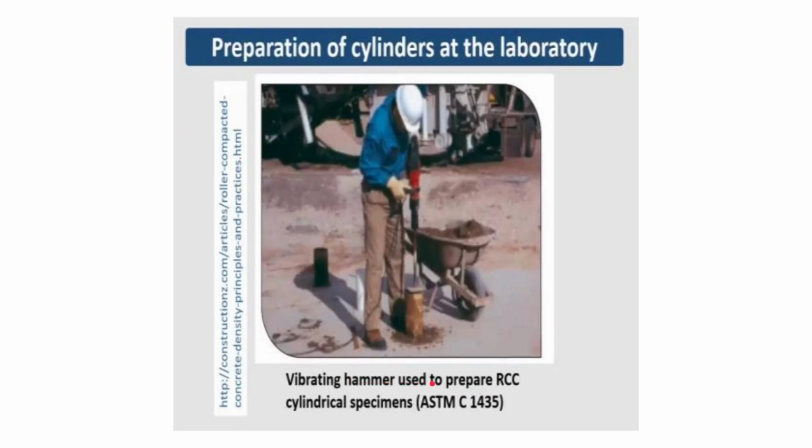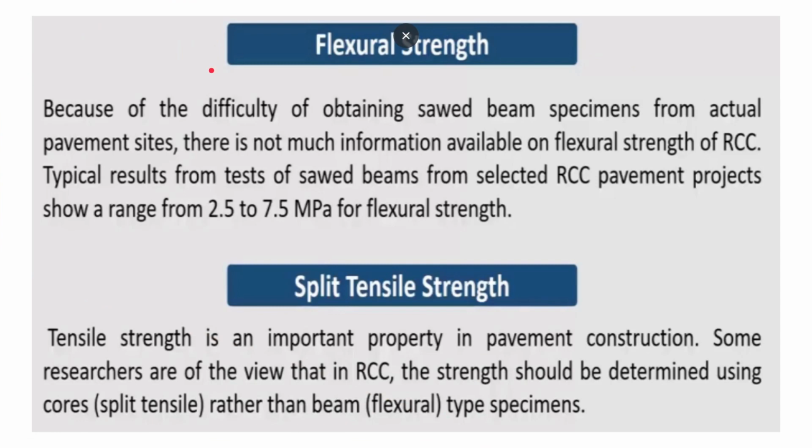So a vibrating hammer has been used to prepare RCC cylindrical samples. So this is for testing as per ASTM C1435. The flexural strength is between 2.5 to 7.5 megapascal. But there is a difficulty of obtaining the beam specimen which is cut from the actual site. Sawing is difficult, so that's why it is a little difficult for testing.